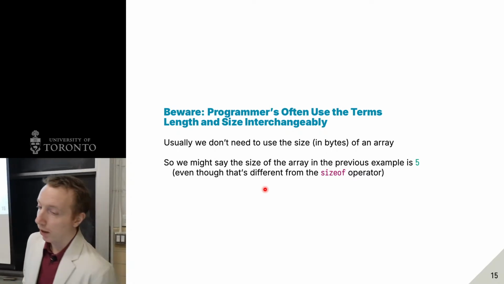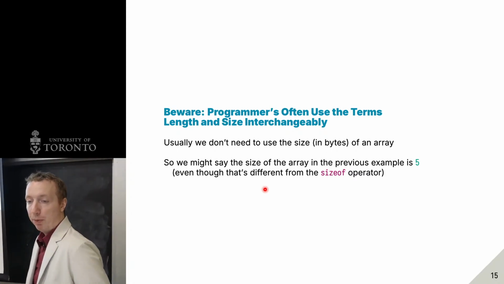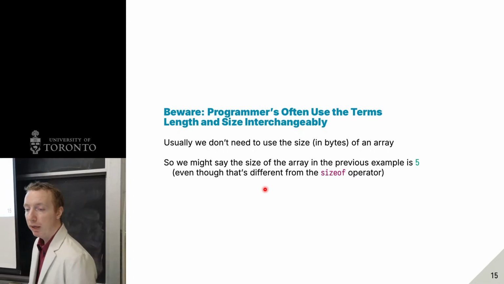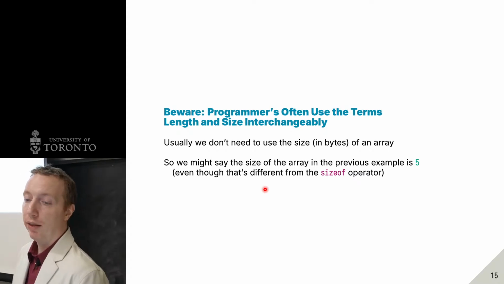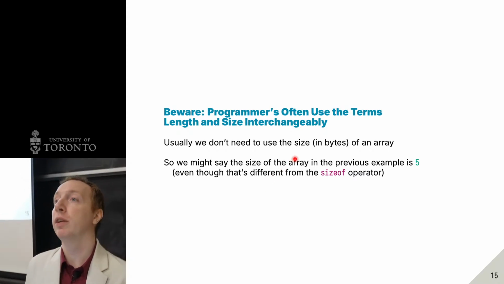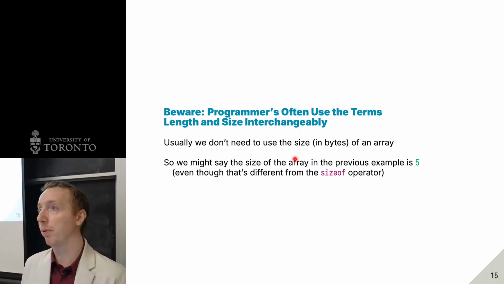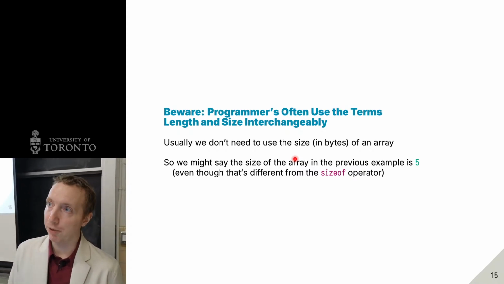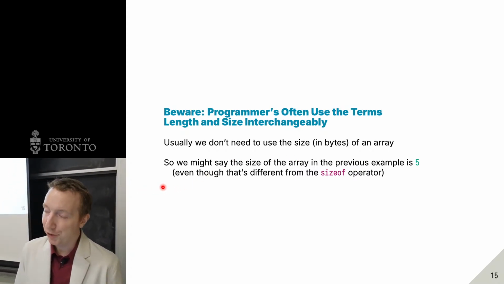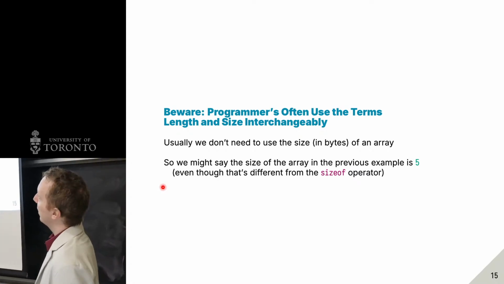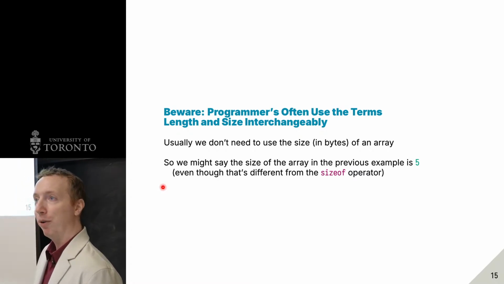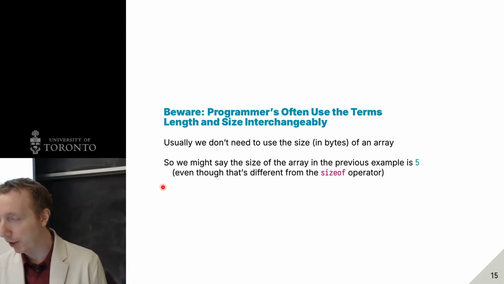So again, here's a beware. Programmers sometimes get lazy. We are a lazy bunch of people. We sometimes use the terms length and size interchangeably. Usually we don't need the size in bytes of an array, only when we're arguing about how much memory it takes up. So you might hear people say the size of the array in the previous example is 5, even though that's different than what's returned by the sizeof operator.